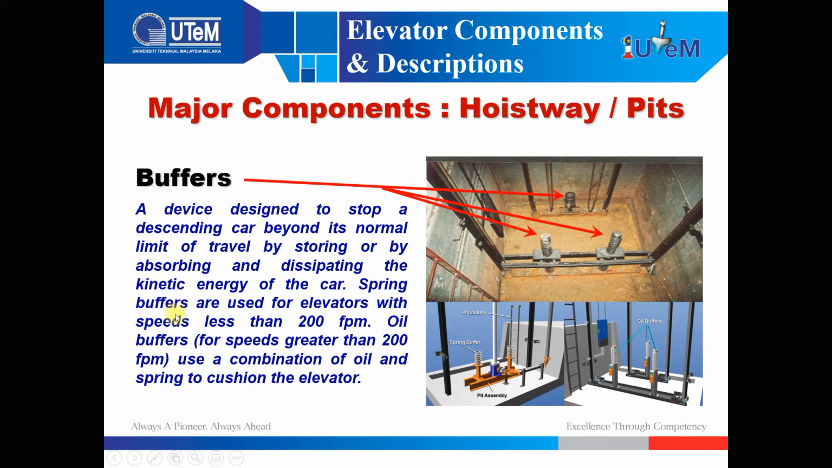And then the spring buffer type is used for elevators with speed less than 200 feet per minute. Okay. While the oil buffer is for speed greater than 200. Okay, depending on the application, either less than 200 speed or more than 200 speed. So if it is more than 200 speed, we will use the oil buffer.